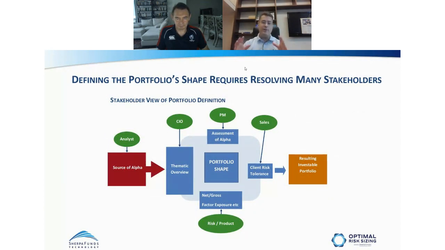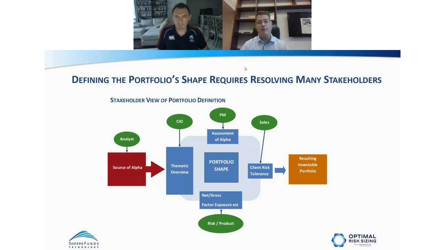So if you've taken the stone and made your rough cut, now you have to chisel in all of the little tiny detailed bits to actually make the sculpture. And so this is going to require bringing in many different stakeholders. This requires bringing in the CIO, maybe risk, maybe trading, maybe sales, maybe you have a product team. The PM has their own views that they'd like to express. Maybe the analysts have a seat at the table. So these are all the different stakeholders that might have different constraints or different views that need to be expressed in this shape of the portfolio.